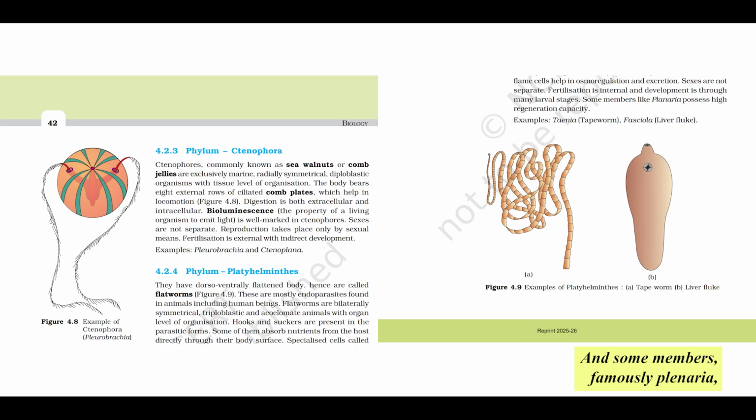And some members, famously Planaria, possess an exceptionally high capacity for regeneration. You can cut them into pieces, and each piece can regrow into a whole new worm. Incredible. Key examples. Important examples, especially the parasitic ones, include Taenia, the tapeworm, and Fasciola, the liver fluke, and Planaria for regeneration. The parasitic nature of many flatworms is a very significant aspect.